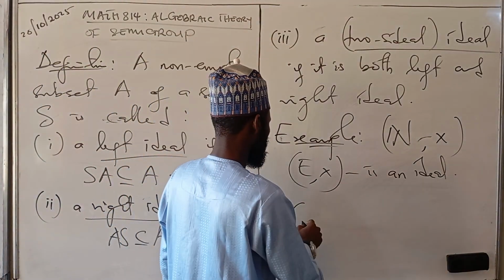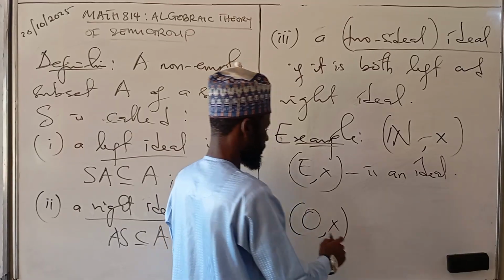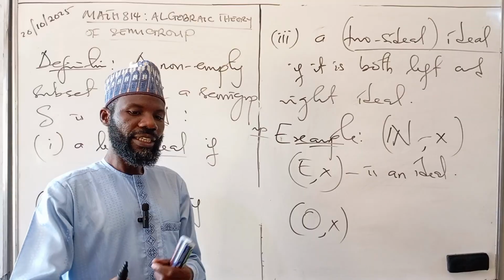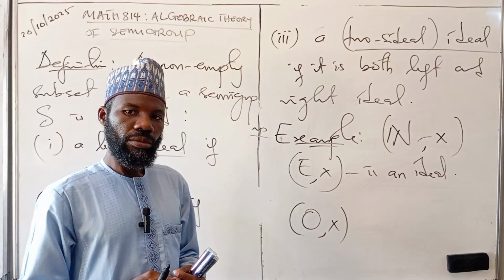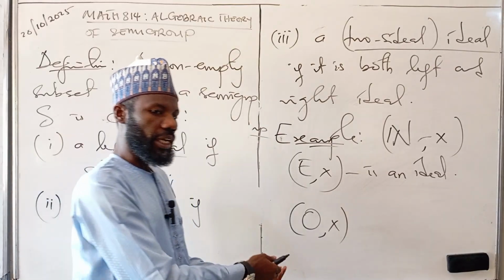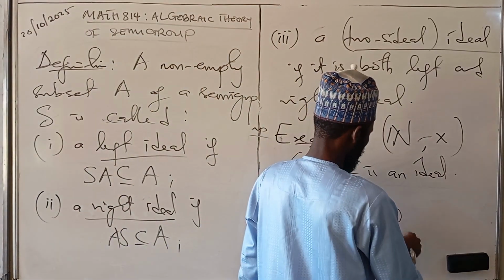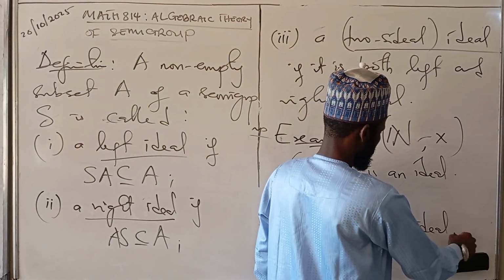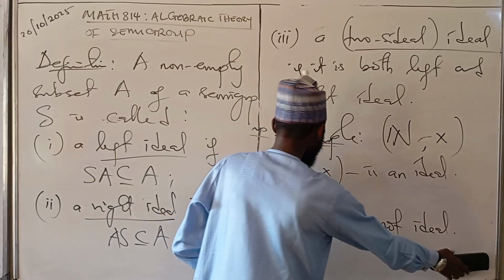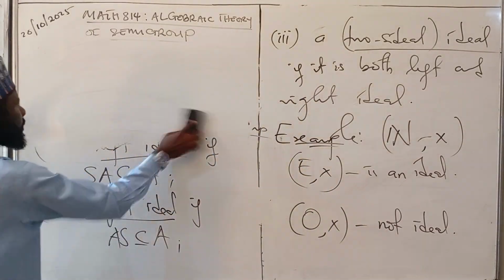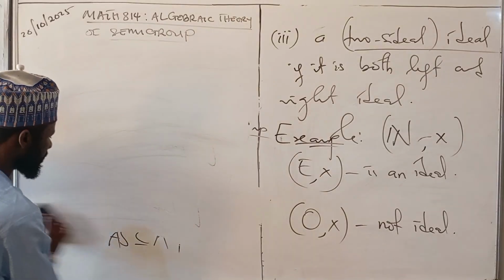But look at the set of odd natural numbers. It's not an ideal. If you take 3 and multiply with 2, you don't get an odd number. Are you following? So this is not an ideal. Okay?